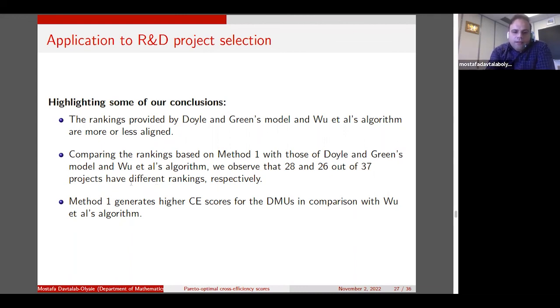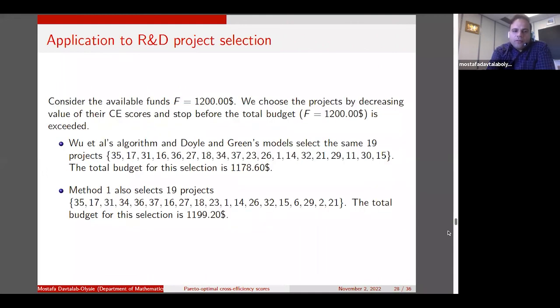compared to these approaches. So method 1, or our approach, generates higher cross efficiency scores for the DMUs in comparison with the Wu et al. algorithm. It means that our approach can generate Pareto-optimal cross efficiency scores.